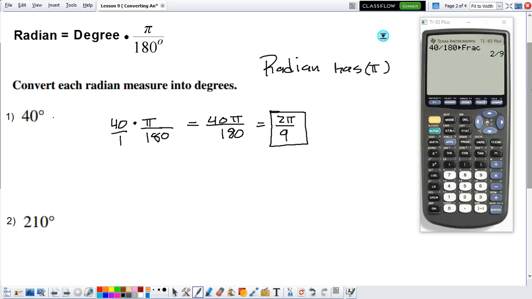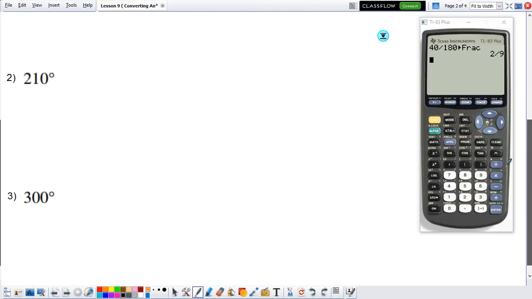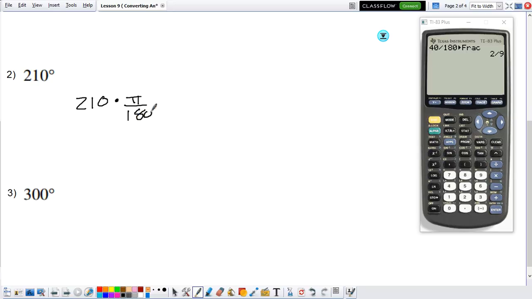All right, so let's try another example. Let's do 210. How can we convert 210 degrees into radian measurements? Well, again, I'm going to take my degrees and I'm always going to multiply by the same pi over 180. Now we can put this 210 over 1. So this becomes 210 pi over 180. Now again, let's see if we can simplify this fraction.